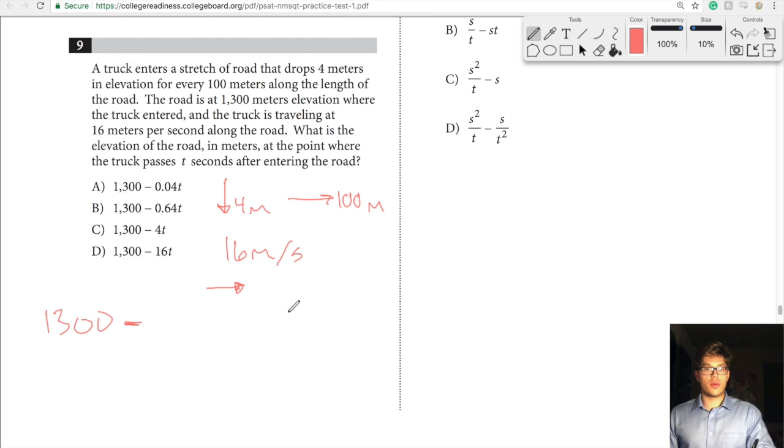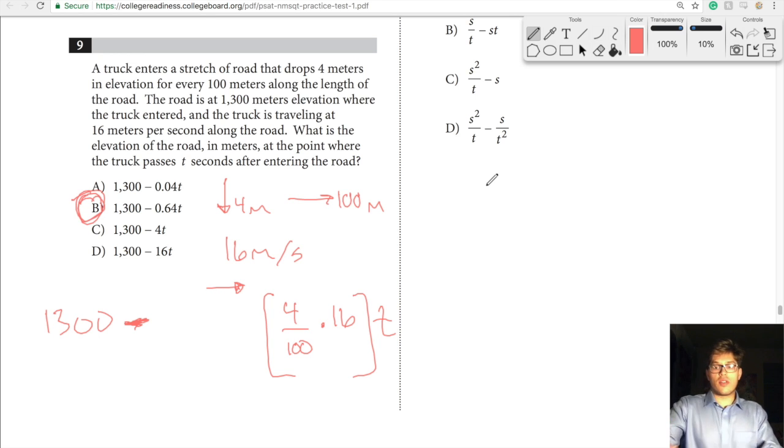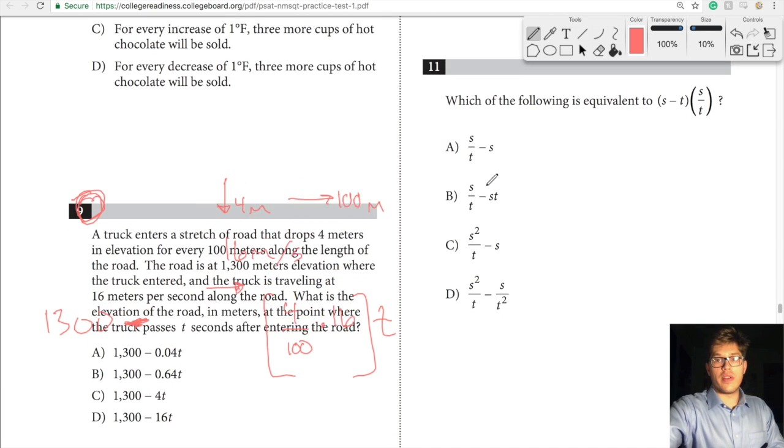So, in other words, we're going down 4 100ths times 16. This is our value for t. This is how much we're decreasing per second. And 4 times 16 is 64 hundredths. Okay, so our answer must be B. Okay, let's scroll back up to see what 11 was saying.